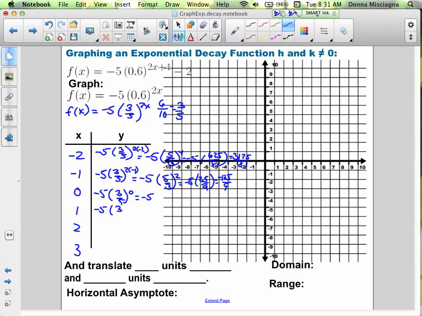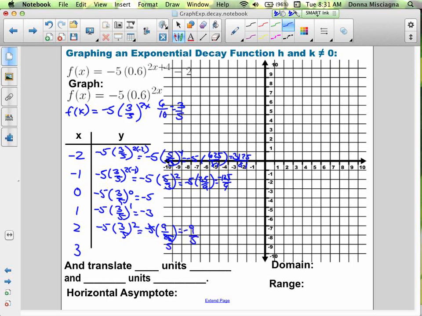Negative 5 times 3/5 decays really slowly. Negative 5 times 3/5 to the first power is going to be, well, those will cancel out. It's going to be negative 3. Negative 5 times 3/5 squared would be negative 5 times 9/25. So the 5s will cancel here. So that's going to be negative 9/5.